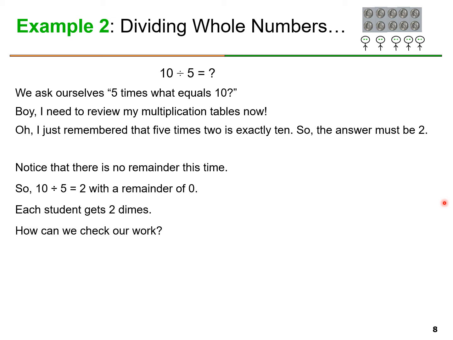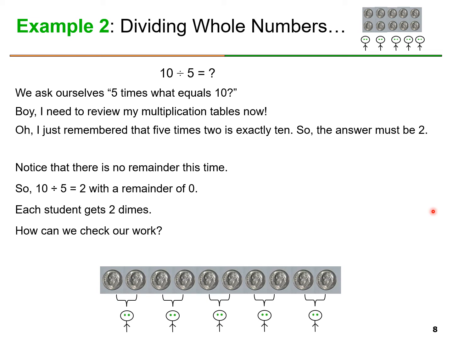How can we check our work? Again, if we multiply the quotient times the divisor, which is 5, 2 times 5 is 10, and add the remainder, which is 0, 10 plus 0 is 10, which is the dividend. Always check your work. So here's a picture of the situation.